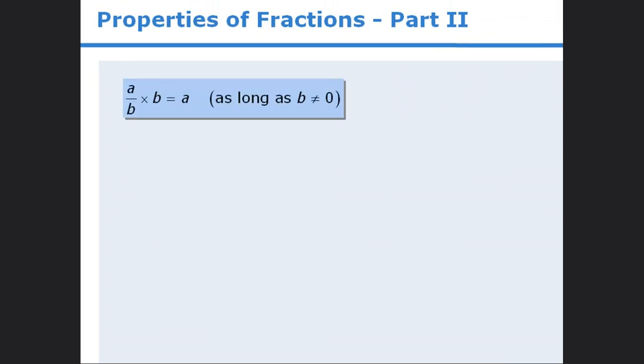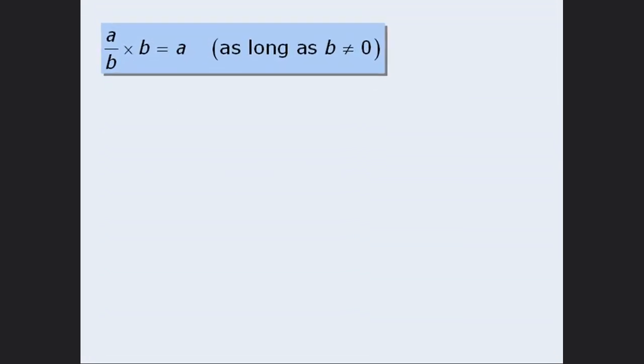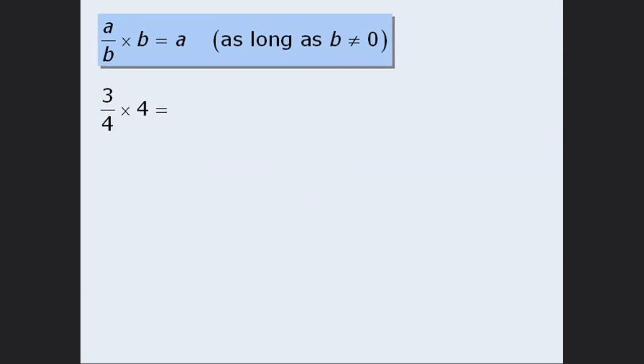Alright, the next property is related to multiplication. It says, if we take a fraction and multiply it by its denominator, the result is the numerator. So, for example, 3/4 times 4 is equal to 3.